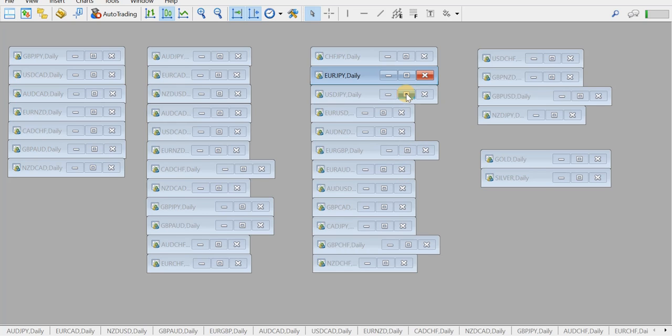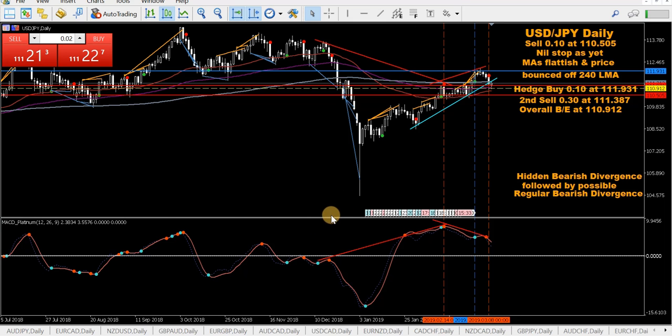Where are we up to? USD, Japanese yen. Took a sell back here. Took a buy there to hedge and protect my sell. Trading without stops, so I have to do something. And I've taken a second sell today, this morning.